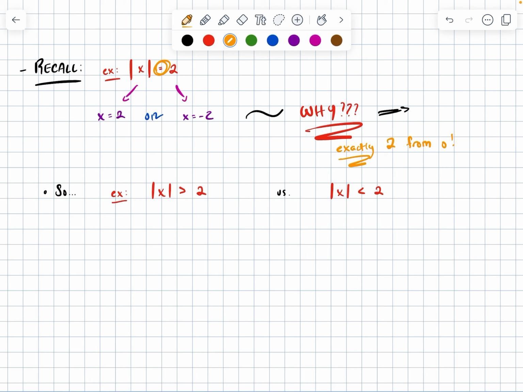But if I want the absolute value of x to be greater than 2, what do I know about values of x that make this true? Same thing if I want the value to be less than 2. What parts of the number line maybe do I care about if the absolute value needs to be less than 2? See what you come up with. Play around. Who cares?